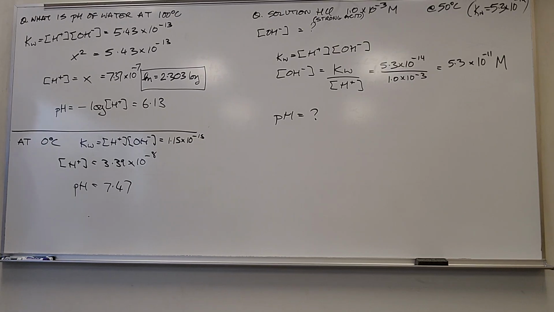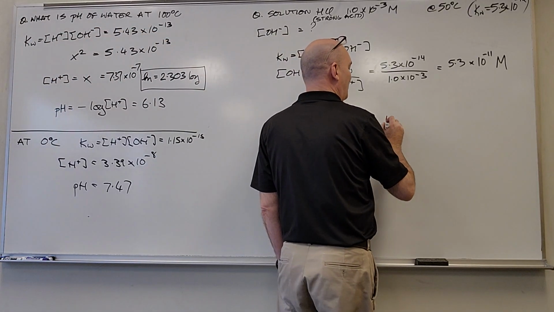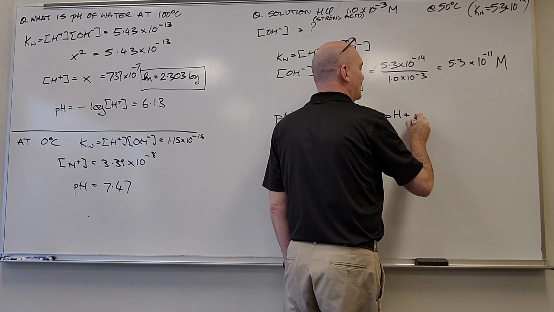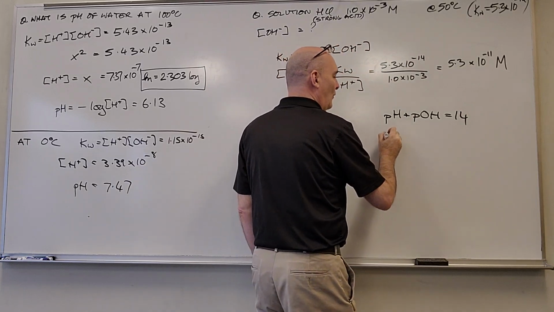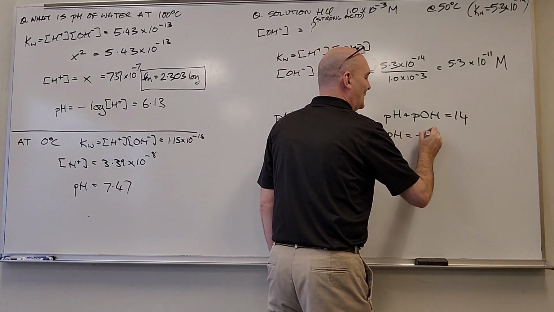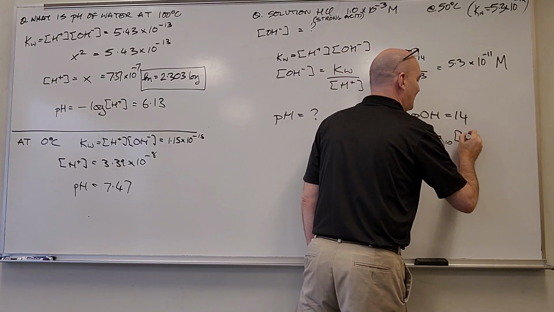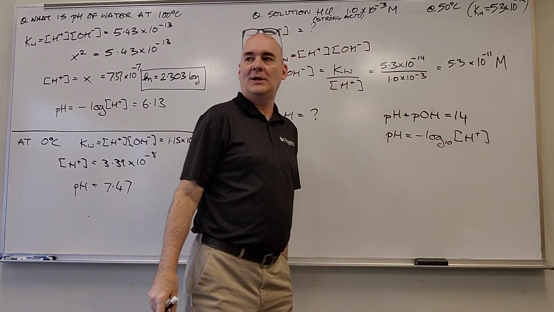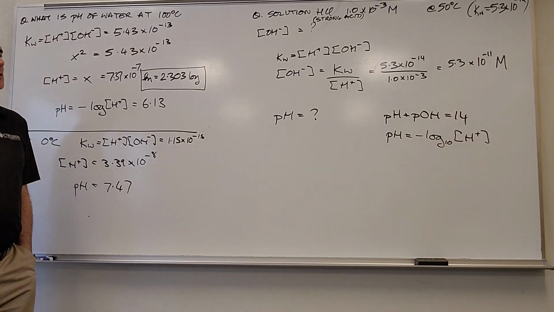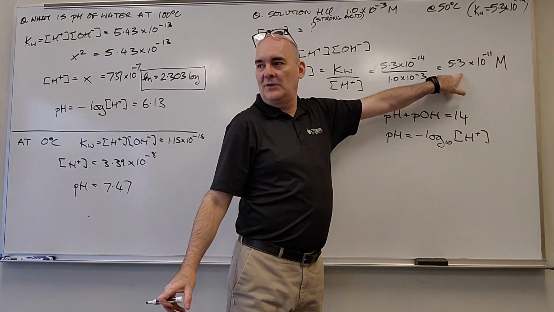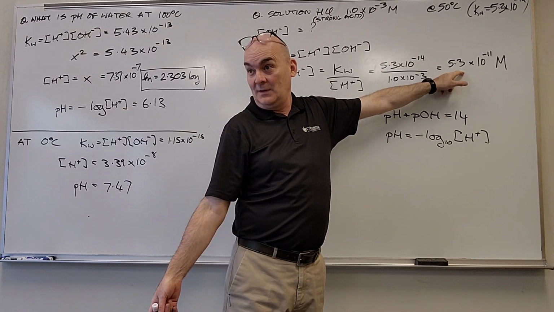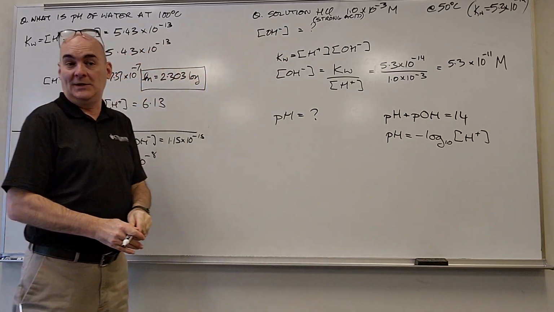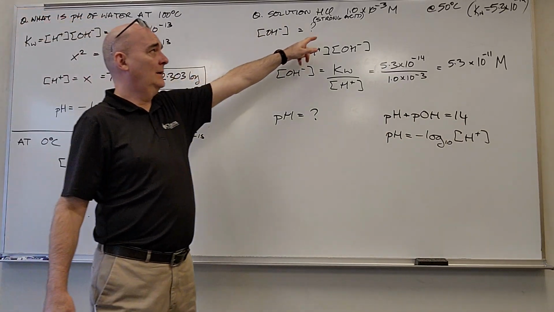You have 2 ways to do this. You have that pH plus pOH equals 14, or that pH equals negative log to the base 10 of the H plus concentration, which is already in the question. So you have 2 ways. Now that you know the concentration of the OH minus, you could find pOH and then subtract it from 14 to find the value of pH.